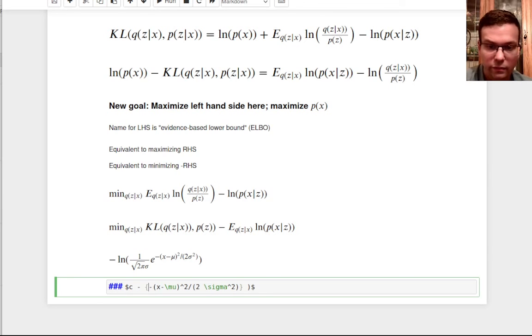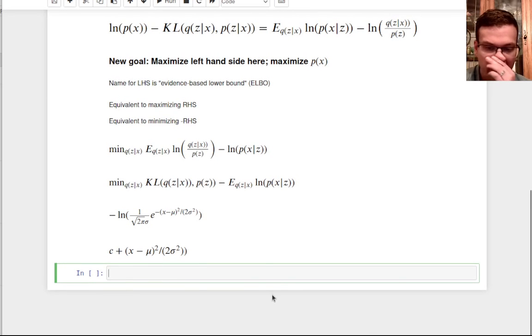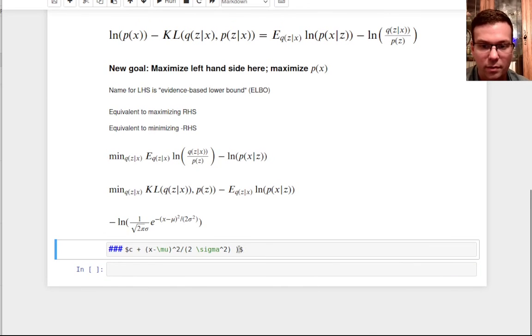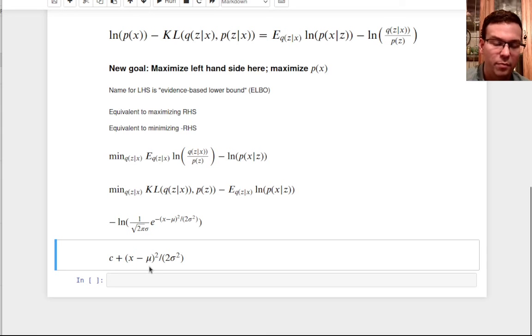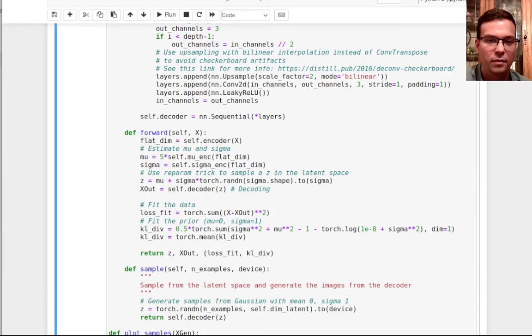minus negative this stuff that was in the exponent before. So minus the negative is a plus. And so when I take the negative natural log of that, I get some constant plus x minus mu over 2 sigma squared, quantity squared. Here, mu is what the pixel was in the input, and x is what the pixel was in the output. And so now this is looking a heck of a lot like the equation that I had back in my code. It was x minus x out quantity squared, summed up over everything.